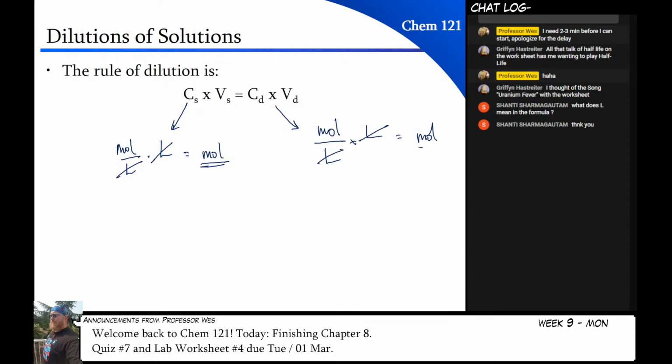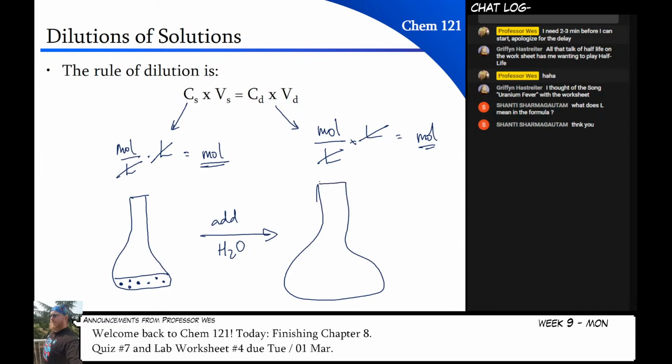And so what you end up having is just that moles equals moles is your result, right? Now that makes sense, because if this is our flask for our solution here, and I have this many moles of solute in my solution, where the solute is the blue dots or whatever, and then I dilute it by adding water, not only does the flask get bigger, but I have the same number of moles of solute.